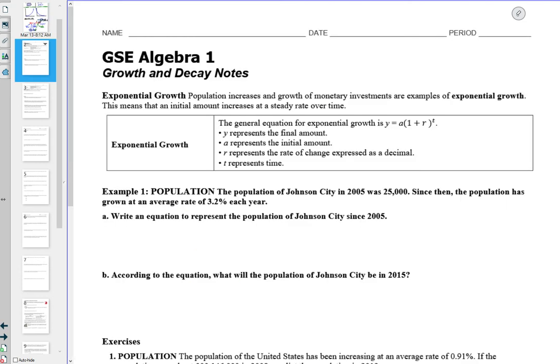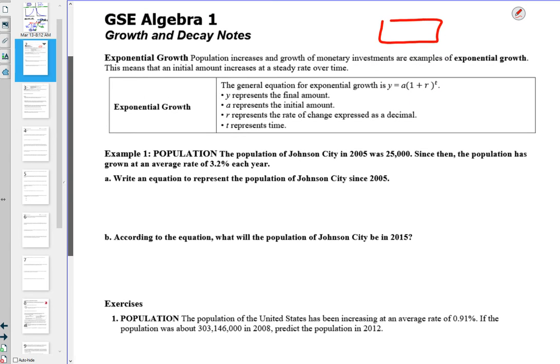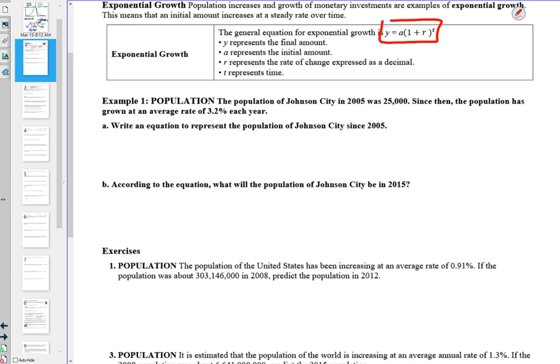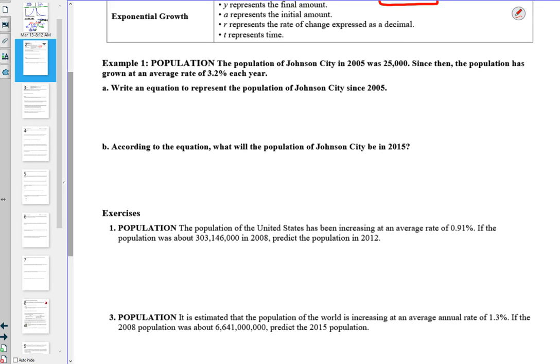What they've done right here on this worksheet is giving me the exact same formula, and then they explain it using their words. I use my words. They're very similar. And we see rate of change, we see time, we see initial amount, we see final amount. So let's just do examples until we can't do examples anymore.